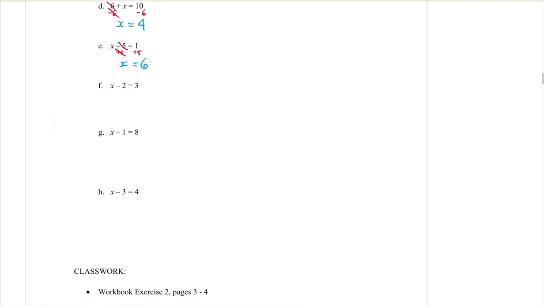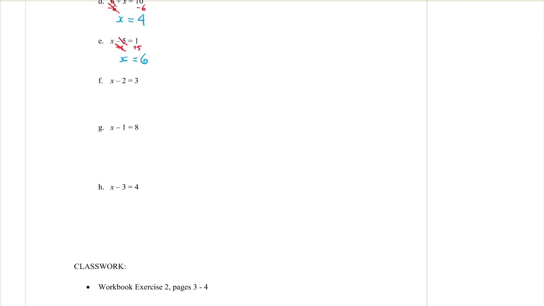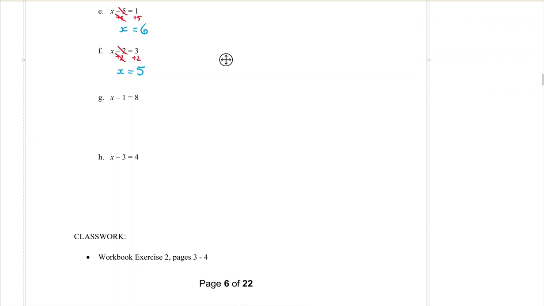Question F. We're going to do lots of these. x minus 2 equals 3. So the opposite of minus 2 is to plus 2. Cross off, minus 2 plus 2 cancels. x is by itself. 3 plus 2 makes 5. And again, x minus 1 equals 8. So the opposite of minus 1 is to plus 1. Minus 1 plus 1 cancels off. x is by itself. 8 plus 1 makes 9.